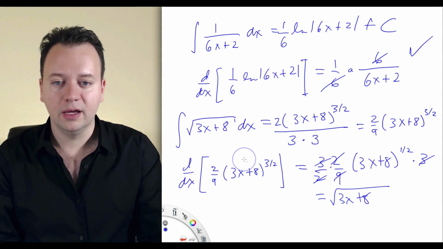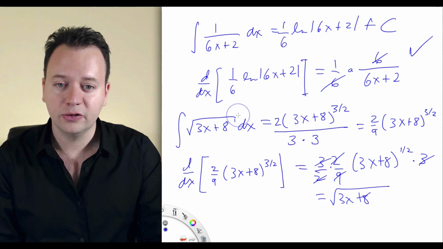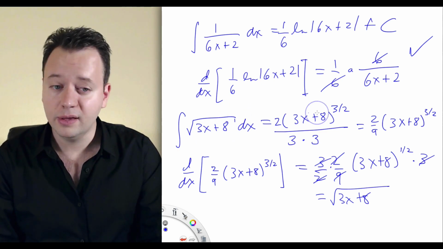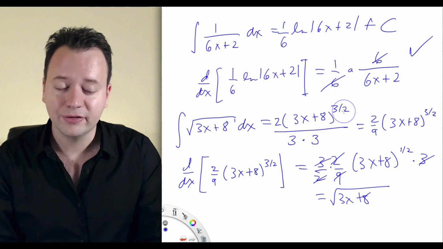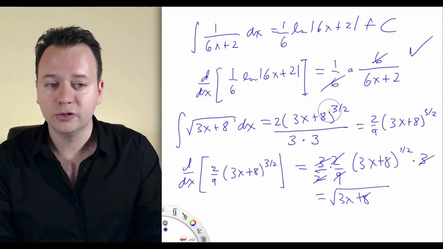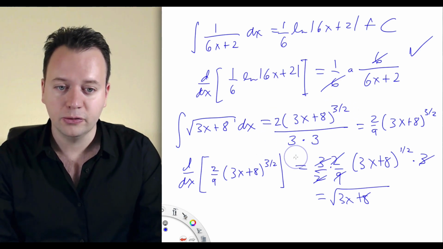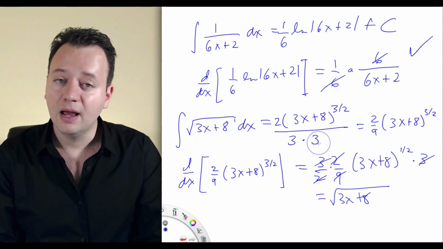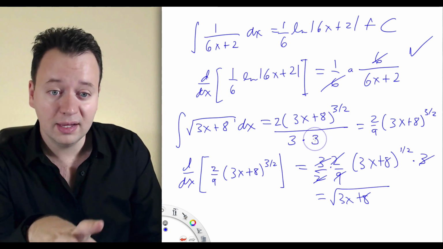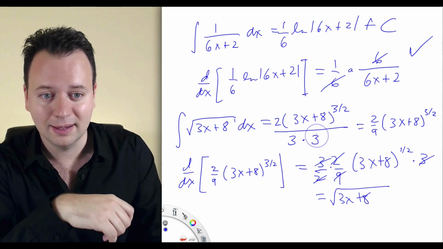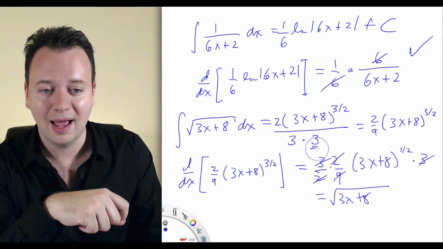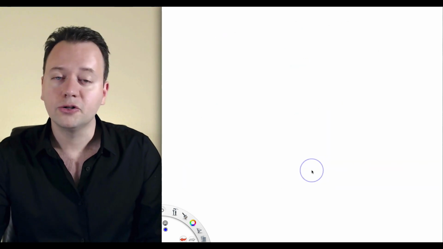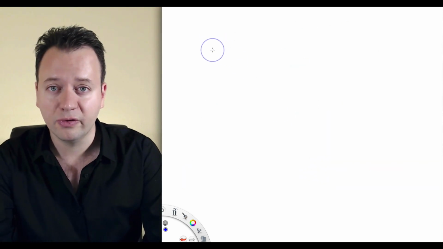So you see what we did. We started off by saying, okay, this is something to the 1/2. We added 1 to the exponent, so it's something to the 3/2, divided by the new exponent, so dividing by 3/2, we multiply by 2/3, and then divided by the derivative of the inside. Now we can only divide by the derivative of the inside if we get a constant. So we would have to get that 3 down there. Right, I'll show you an example where dividing by the derivative of the inside doesn't work.